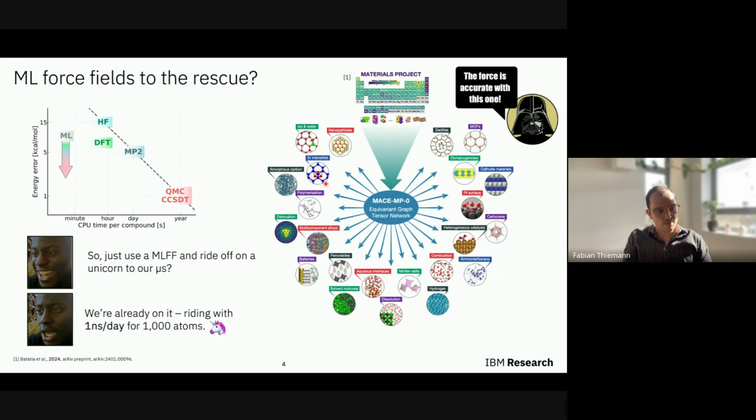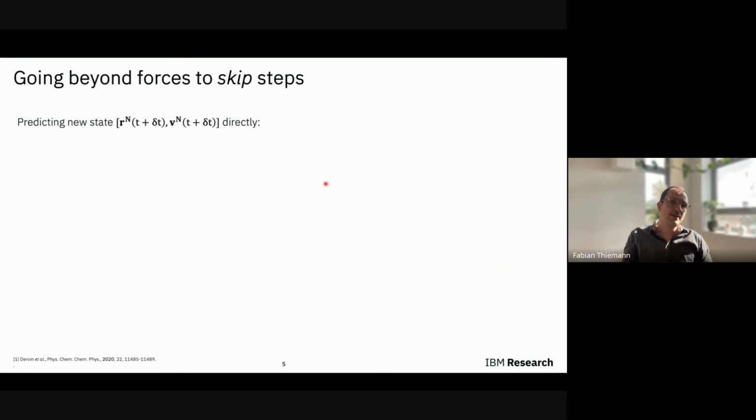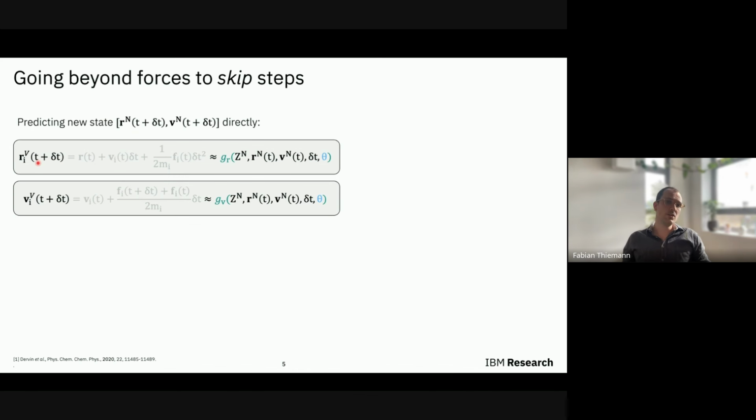tackle the time step rather than the force. The idea is basically, let's ignore the force for now and try to predict the new state directly, rather than predicting the force and plugging it into a velocity Verlet algorithm and then running with that. So what we're doing is we say the new position and the new velocity are not what we see here in gray, which is the velocity Verlet, but we approximate them with 2 functions which depend on the current state, so the current atom types, positions, and velocities in both cases, the time step you want to go with, so how much you want to predict into the future, and some parameters theta. So that's basically the idea.